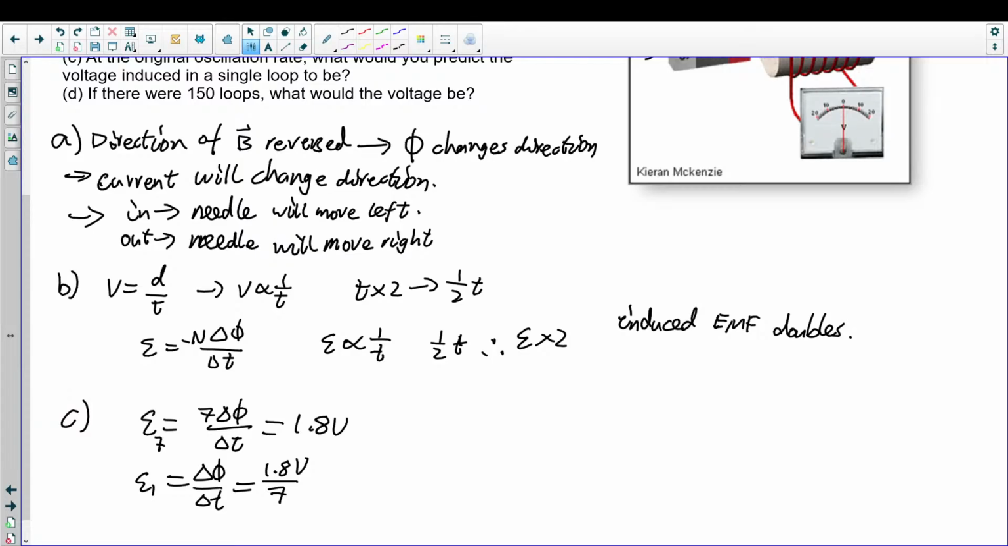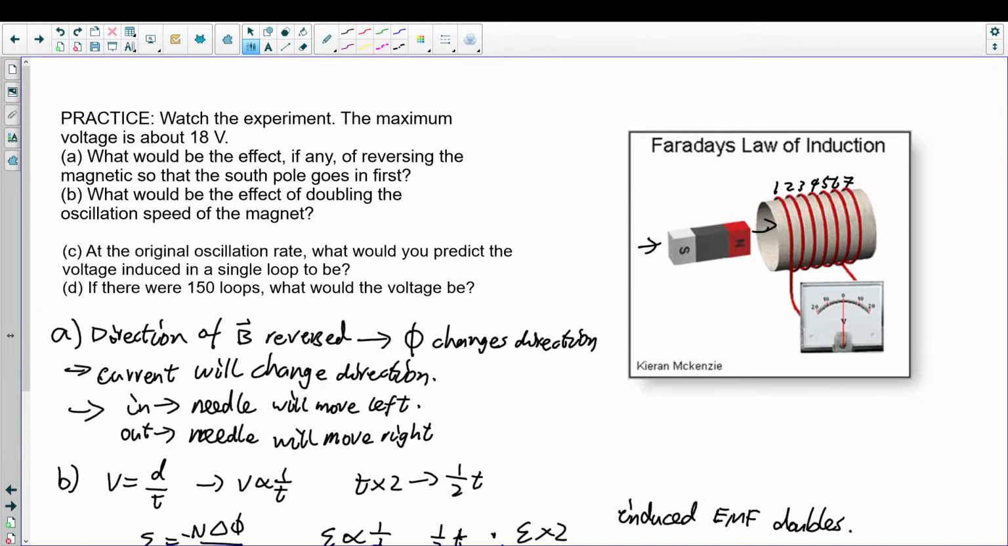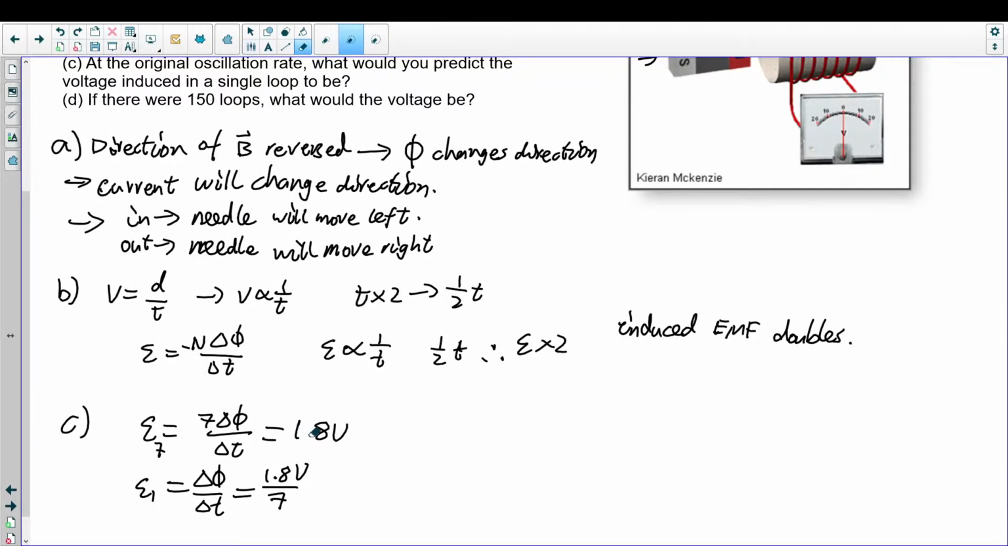Let me quickly plug that into the calculator. 1.8 volts divided by 7. I get 0.26 volts. The 7 is counting, so don't worry about sig digs. Oh wait, it's 18 volts. Oops. So it's not 1.8, it's 18 volts. So this one, 0.26, will be 2.6 volts instead.